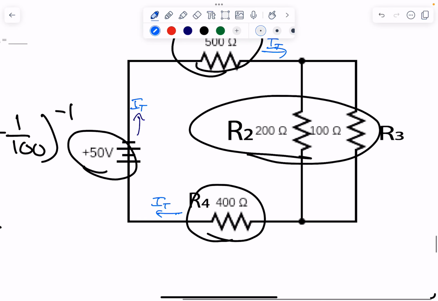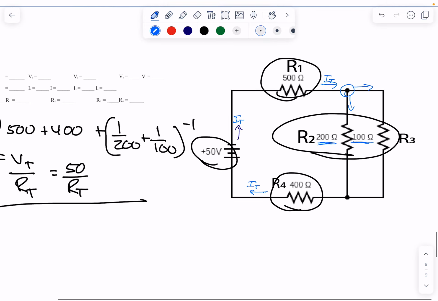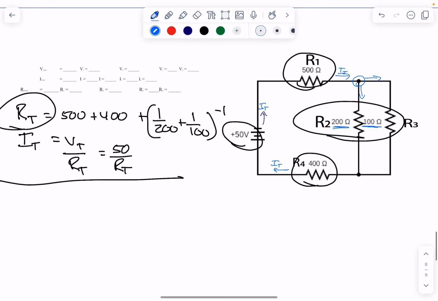But of course, when you reach this point right here, some of the current goes this way and some of the current goes that way. And it splits, and it's not an even split because this is 200 and 100. And the way to solve that problem is, then what you want to do is find all the appropriate voltages.